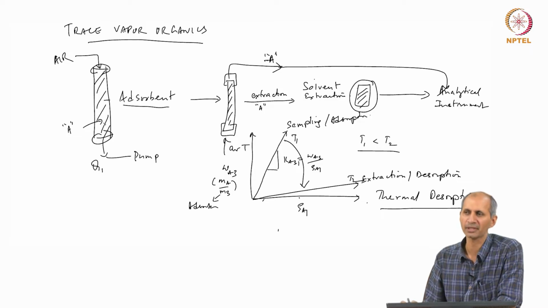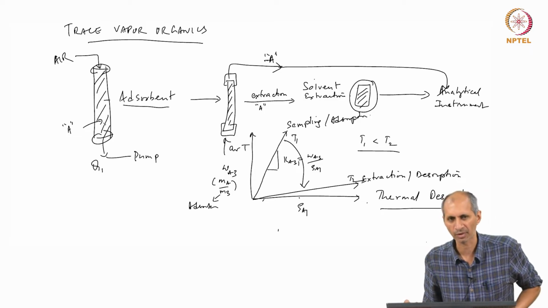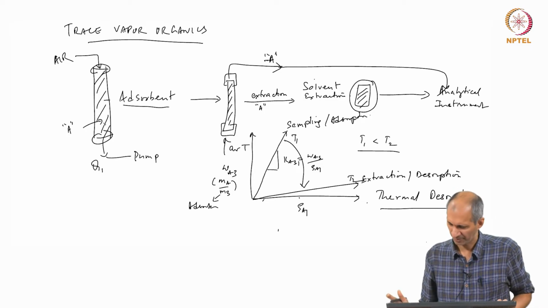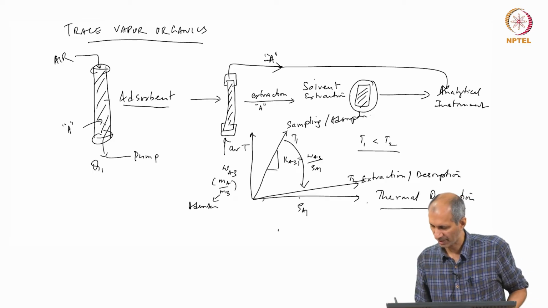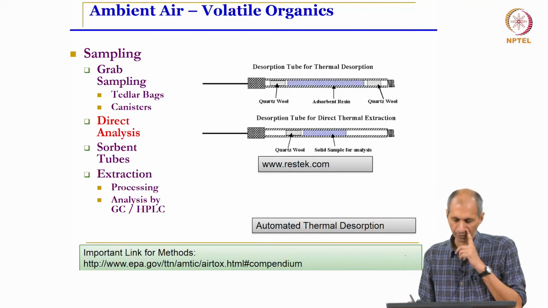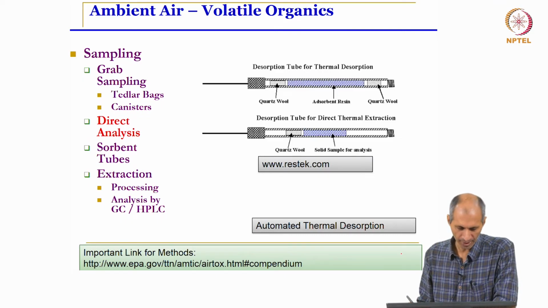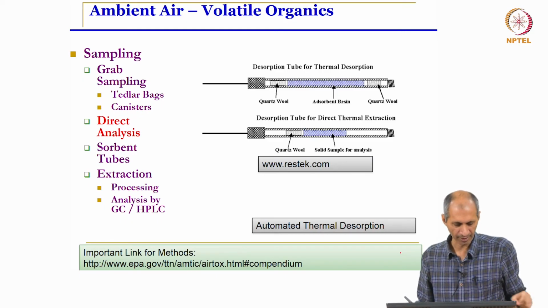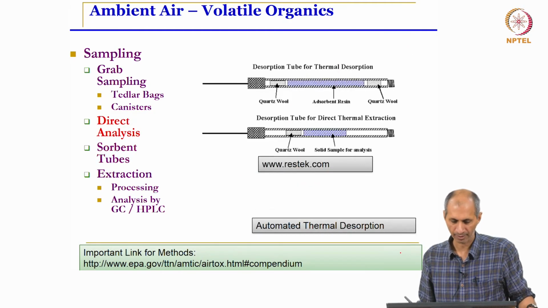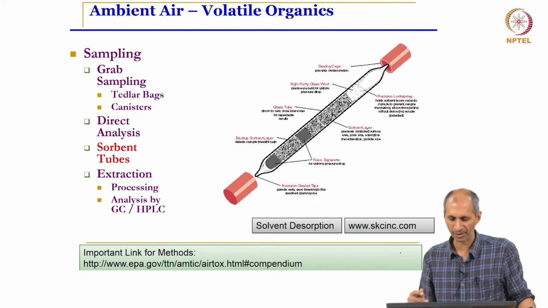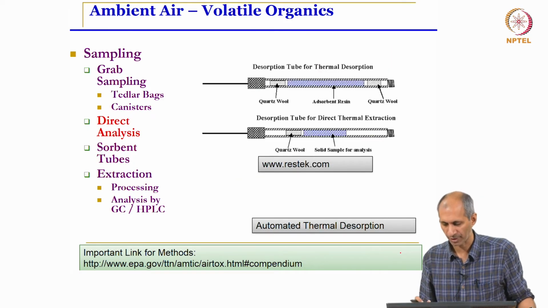So, the instrumentation is a little more sophisticated, which we have not discussed. This is an automatic thermal desorption tube. So, here direct extraction and direct analysis is done. This is an example of some of these tubes that are available commercially. There are different types of tubes, they have a material. So, these are for thermal extraction.